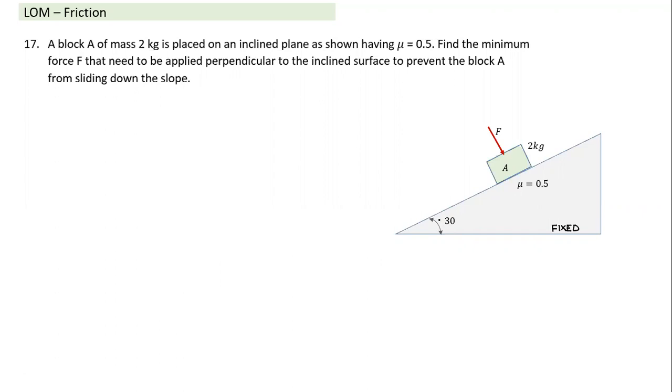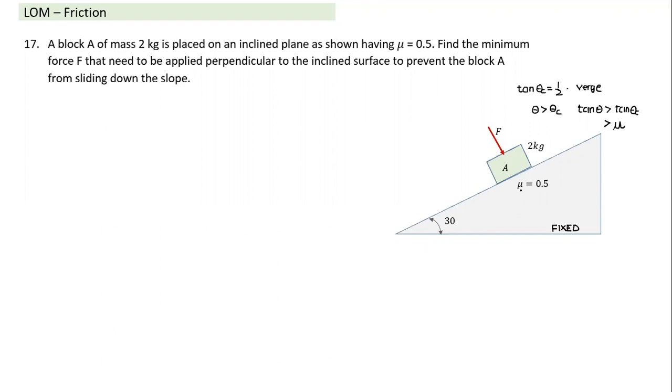If we do not apply any force here, will this block slide at an angle of 30°? How do we check whether it will slide or not? What is the critical angle at which it will slide? The critical angle is given by tan theta c equals mu, which is 1/2. At that angle it will be on the verge of sliding. So if theta is greater than theta c, or tan theta is greater than mu, it will slide.